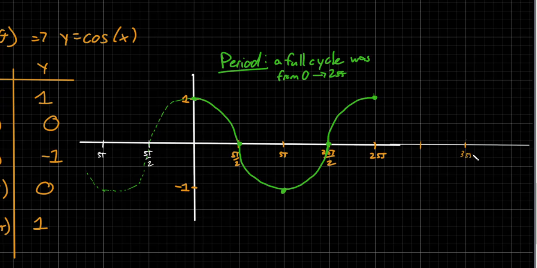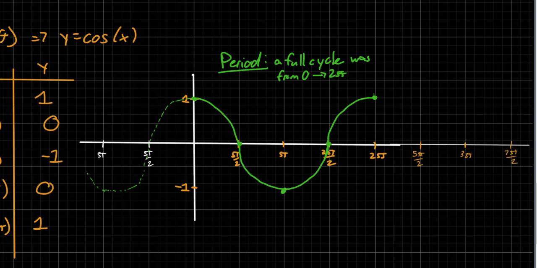This one would be 3 pi. And if I kept going, it would go up even longer than that. But this would be 3 pi fourths, 5 pi halves, and this would be 7 pi halves.